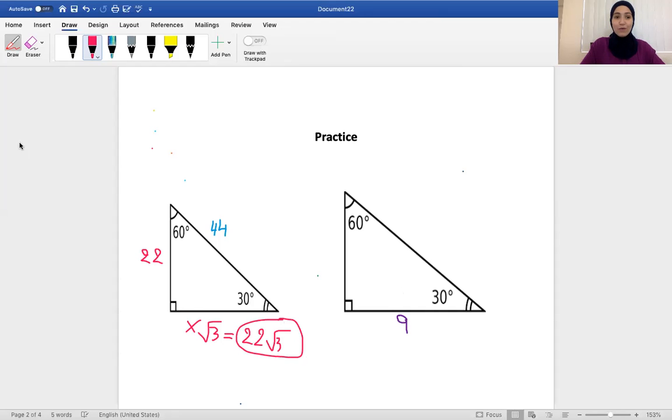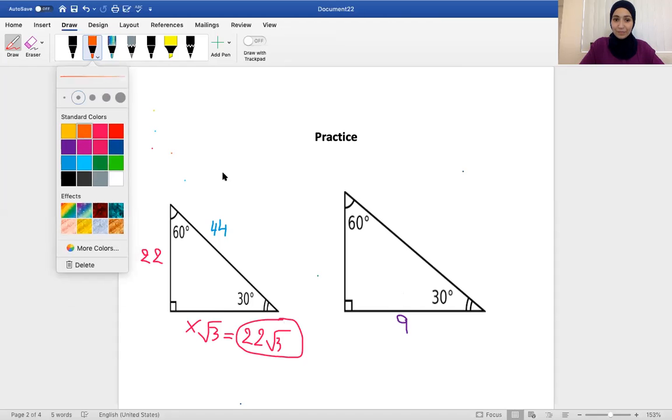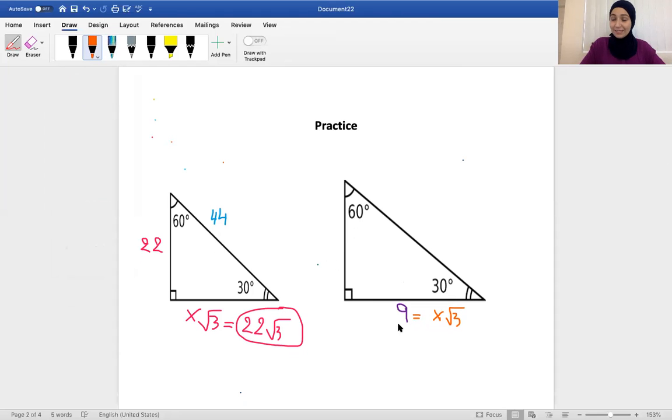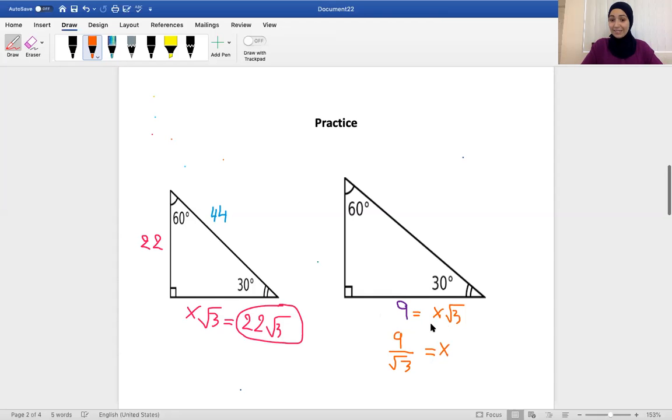Okay, let's move to our second triangle here. What do we have here? We have the long leg equal to 90. Again, what is the ratio here? Are we good with x radical 3? So what should we do here? Find our x. How can we do this? We can divide both sides by radical 3 to get 90 over radical 3 equal to x. We just divided both sides by radical 3.